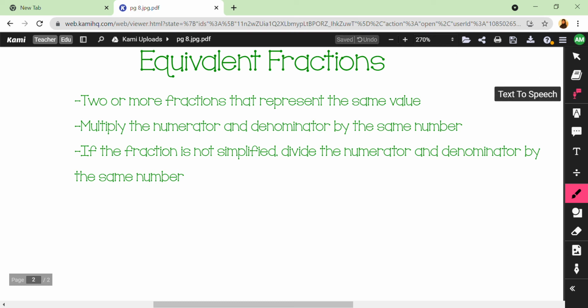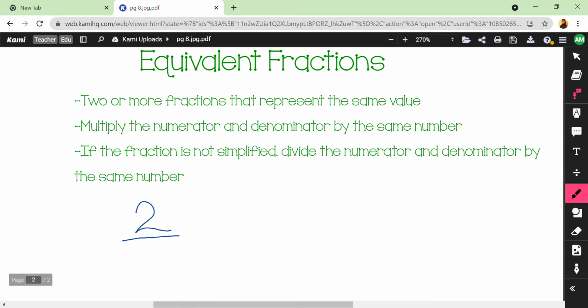Today we're going to talk about equivalent fractions. Two or more fractions that represent the same value are equivalent fractions. You can find equivalent fractions by multiplying the numerator and denominator by the same number. Or, if the fraction is not simplified, you can divide the numerator and denominator by the same number. So let's look at an example.